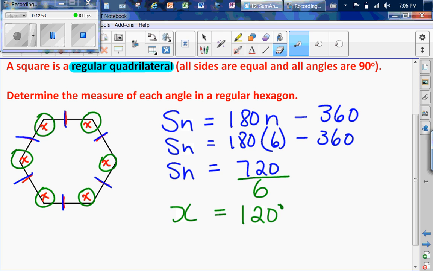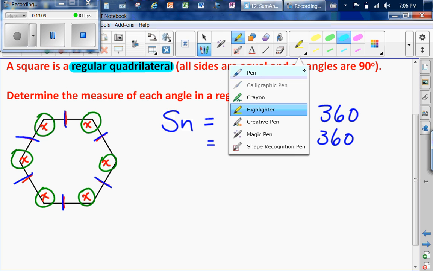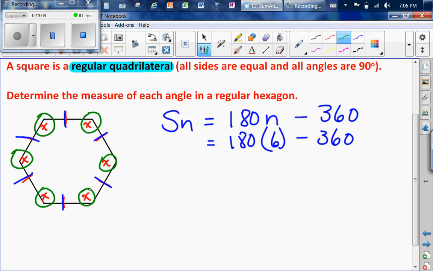I can show you a little bit differently by doing it this way as well. We know that we have 6 times x. That's going to be the sum of our angles. And just by doing regular algebra, which is what we've been doing all along, x equals 720 divided by 6, which is 120.